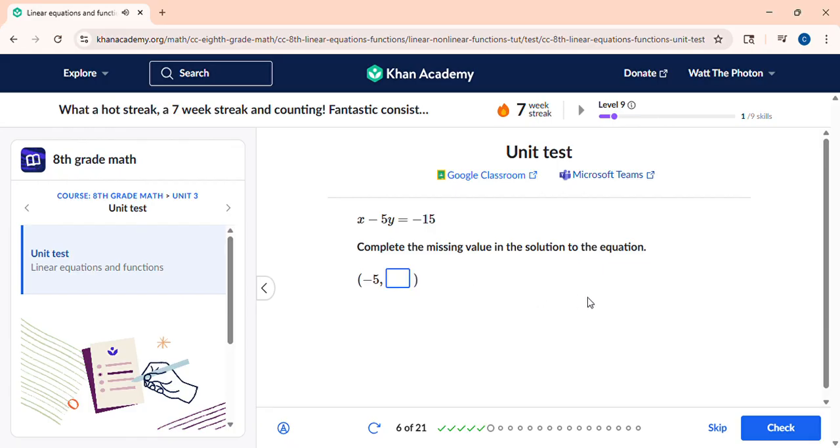I have a missing value for the solution to the equation. So we have negative 5 minus 5y is equal to negative 15. So negative 5y is equal to negative 10. Y is equal to 2. So we have negative 5 minus 10 is equal to negative 15.